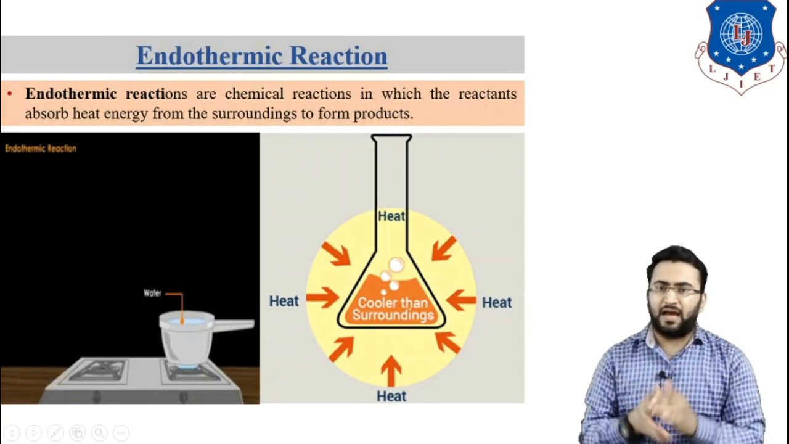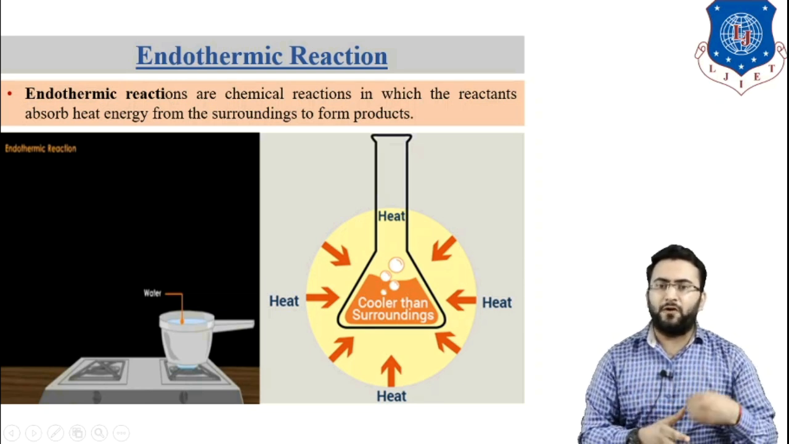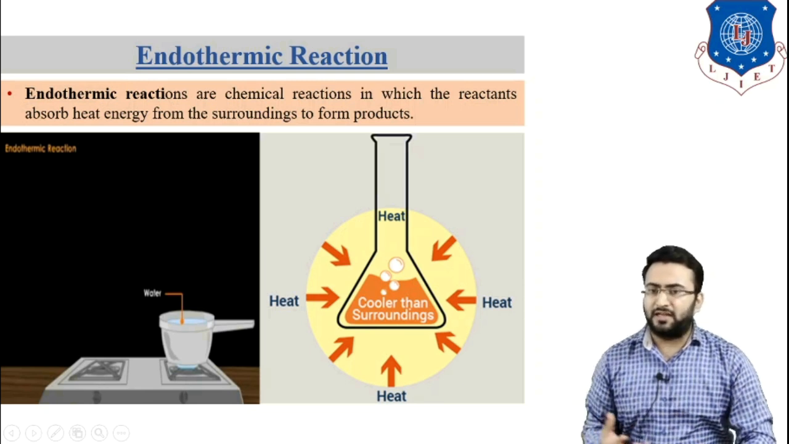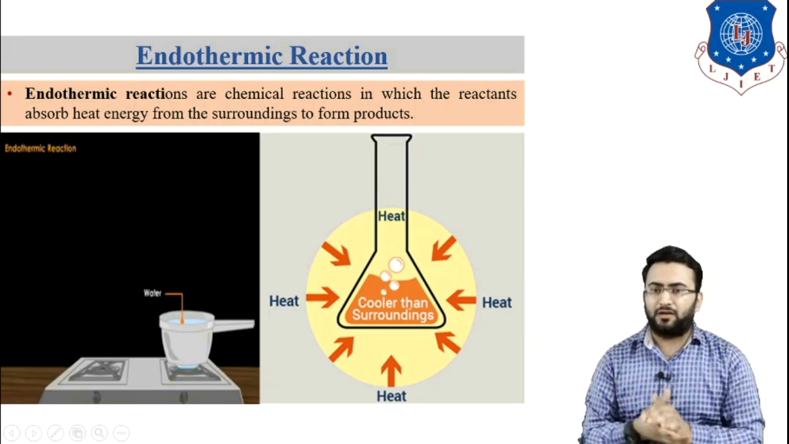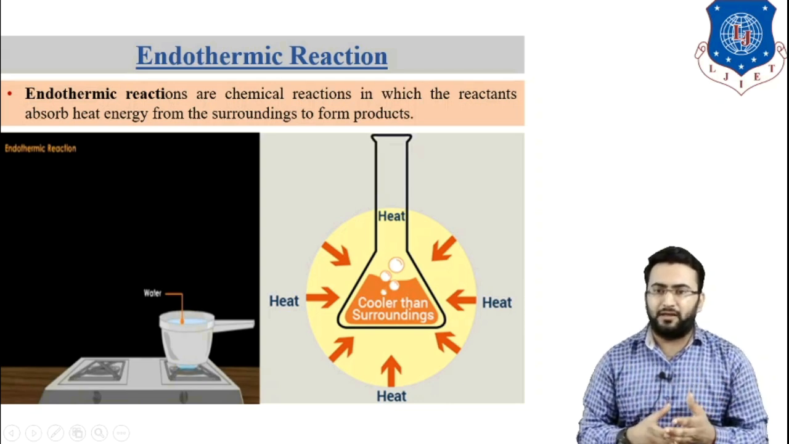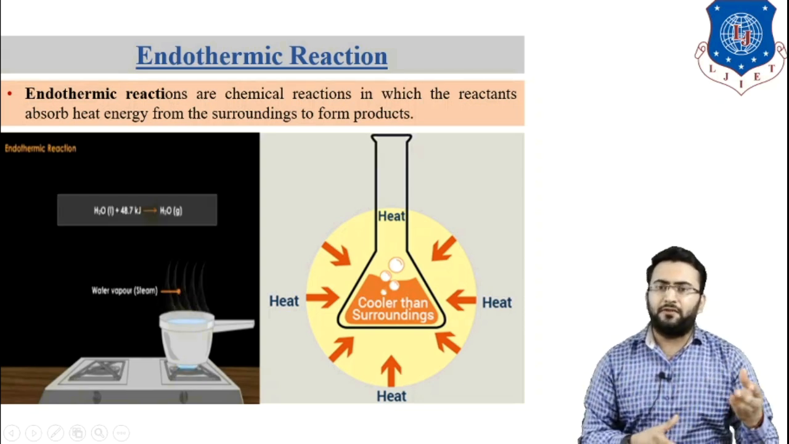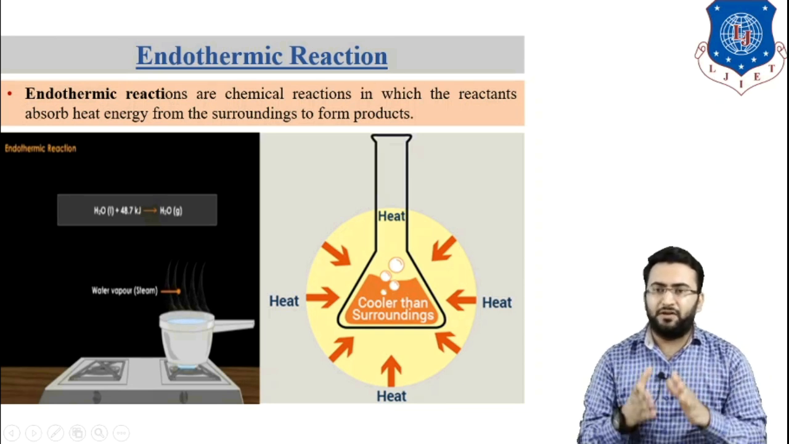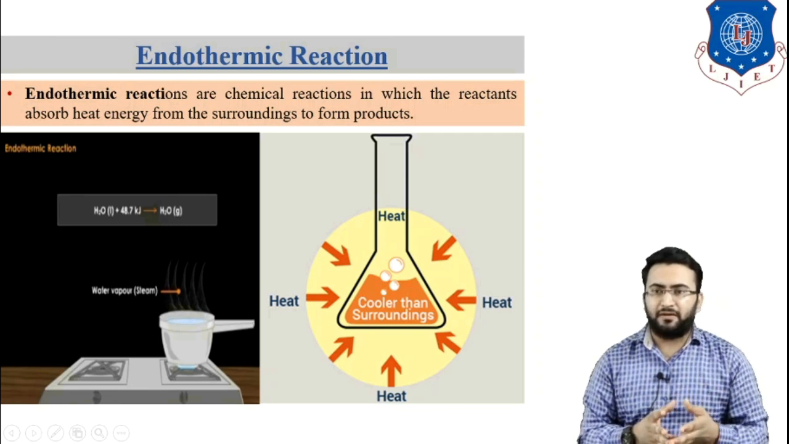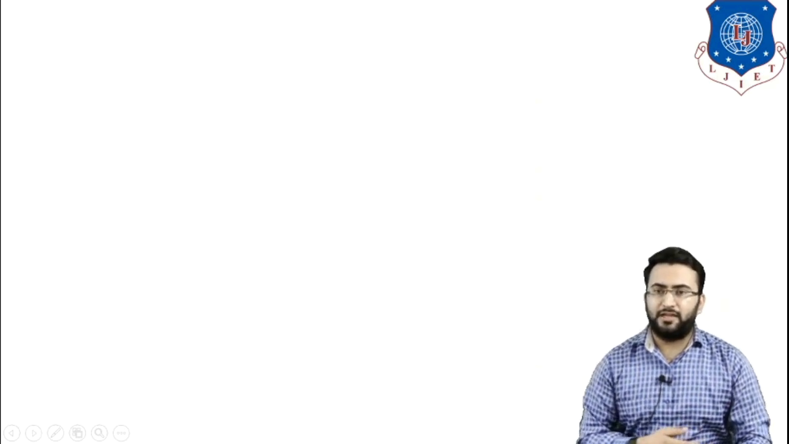Endothermic reactions are chemical reactions in which the reactant absorbs heat energy from the surroundings to form product. To understand this, let's consider this example. In this example, there is water. Now if we apply heat to this water, then it is converted into vapor. So this type of reaction in which heat is required from the surroundings, that type of reaction is known as an endothermic reaction.